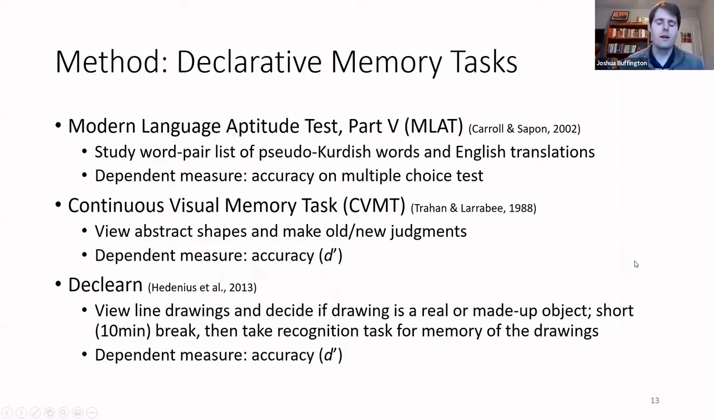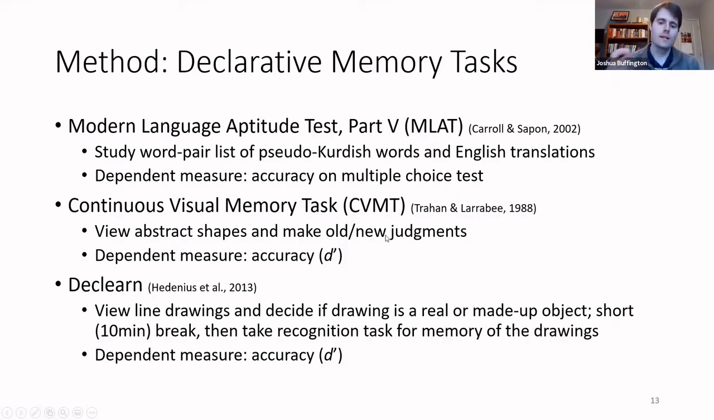Finally, I'll talk you somewhat more briefly through the declarative memory tasks in this study. The first task is the Modern Language Aptitude Test, Part 5, or MLAT. Some of you may be familiar with this task. In this task, participants study a word pair list of Pseudo-Kurdish words along with their English translations. So after a 4-minute study period, they're then given a multiple choice test, and we used accuracy on that test as our dependent measure. The second declarative memory task was the Continuous Visual Memory Task, or CVMT. In this task, participants viewed abstract shapes and made old new judgments.